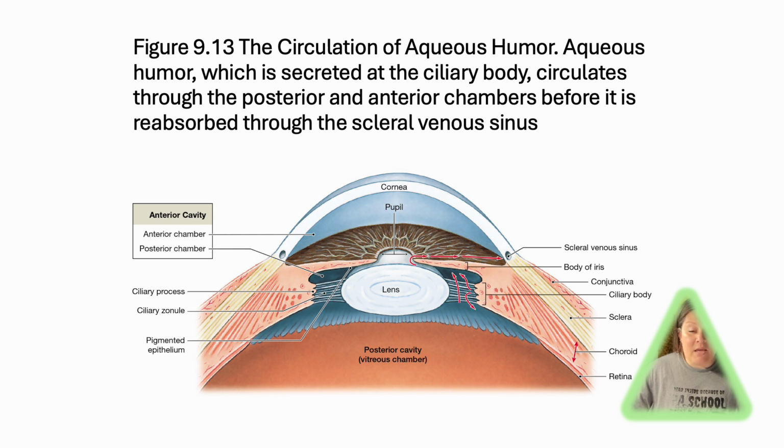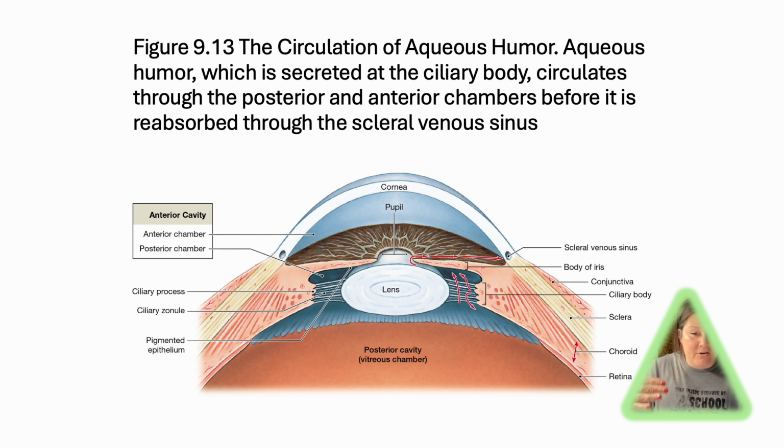So this becomes important with glaucoma, because there are various reasons why the anterior versus the posterior chamber may cause increased pressure for glaucoma. We won't get into it, but just know that it has to do with the anterior cavity, which again is subdivided into two chambers, the anterior and posterior chamber.